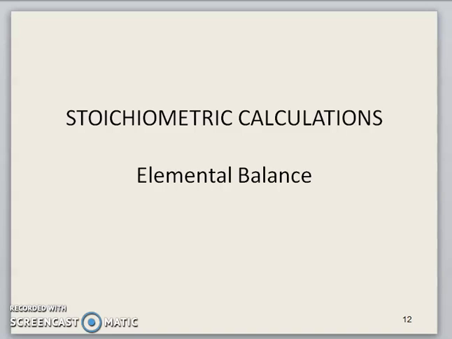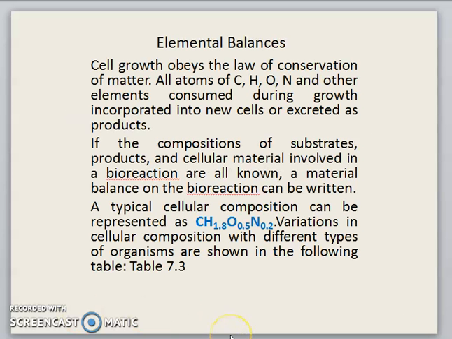We continue with the stoichiometric calculations based on the elemental balance. For the elemental balance, cell growth obeys the law of conservation of matter. All atoms of C, H, O, N and other elements consumed during growth are incorporated into new cells or excreted as product. If the compositions of substrates, products, and cellular material involved in a bioreaction are all known, a material balance on the bioreaction can be written. Like a chemical reaction, the cell growth also obeys the law of conservation of matter.